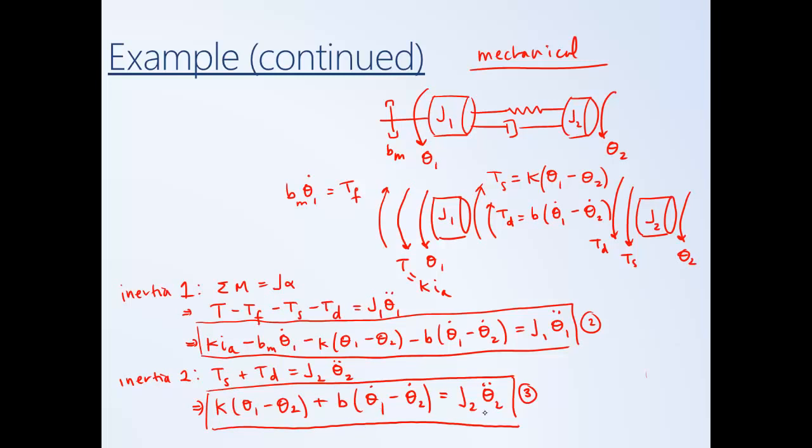Same thing with equation number 3. K theta 1 is positive, B theta 1 dot is positive. If I add negative K theta 2 to the right-hand side and negative B theta 2 dot to the right-hand side, then all the theta 2 terms are positive.